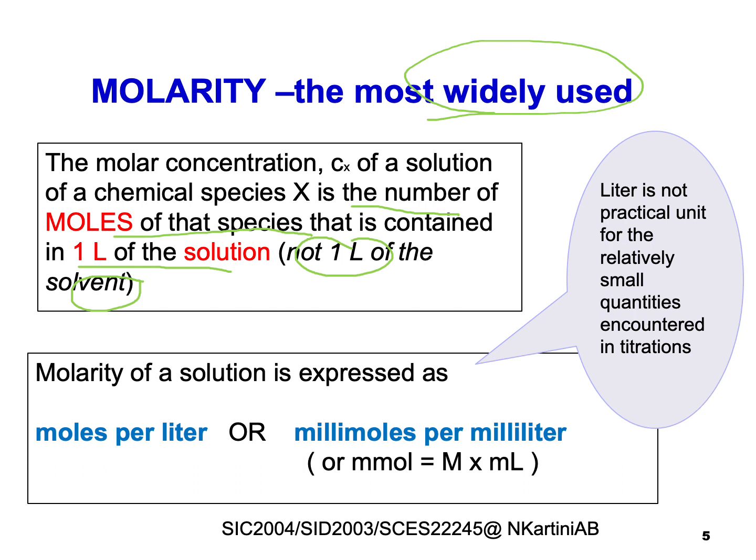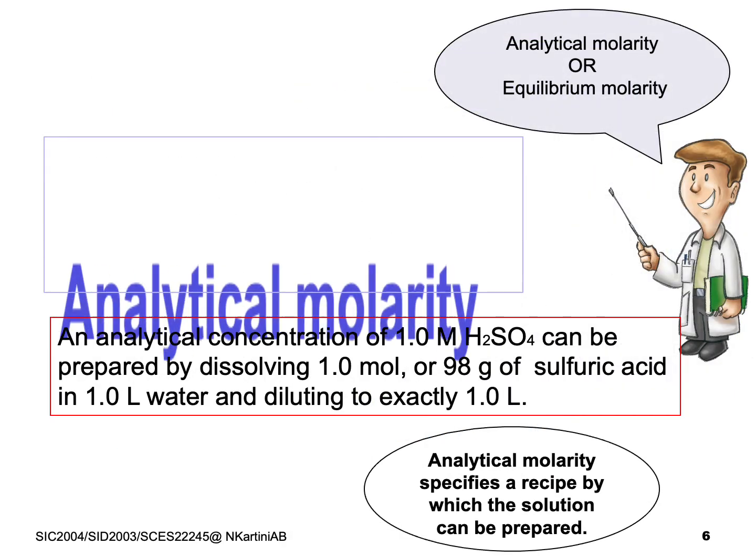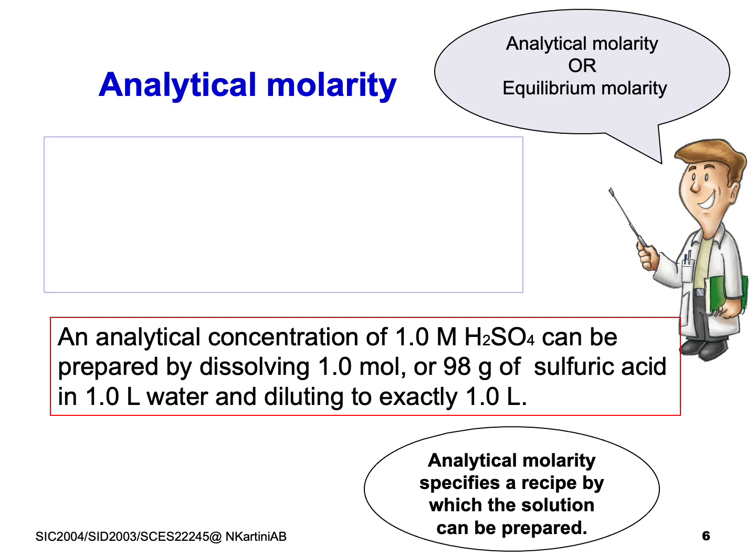So what is the difference between millimolar and molar? When we talk about millimolar, it's referring to the millimole of solute per milliliter of solution. We use millimolar as a unit of concentration when we deal with a small amount of solution, particularly in potentiometric titration. When we talk about molarity, there are two types: analytical molarity and equivalent molarity.